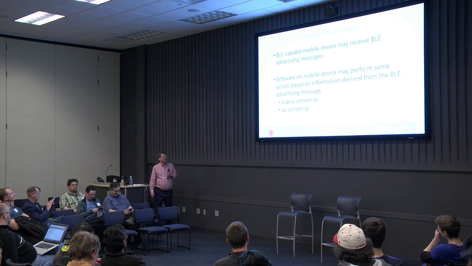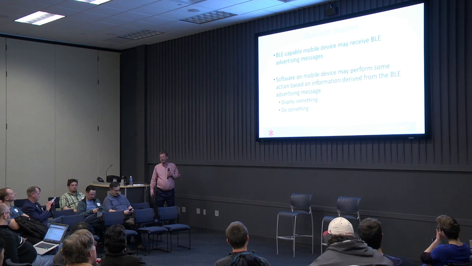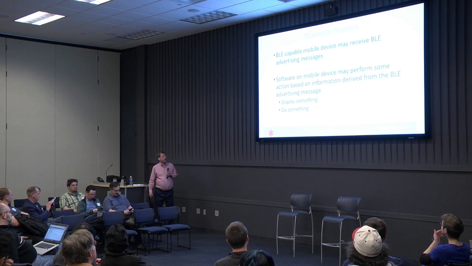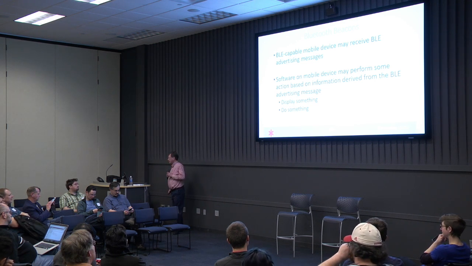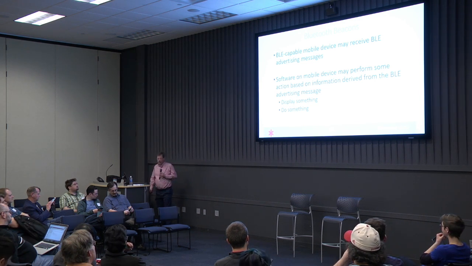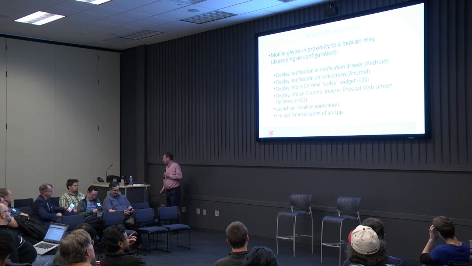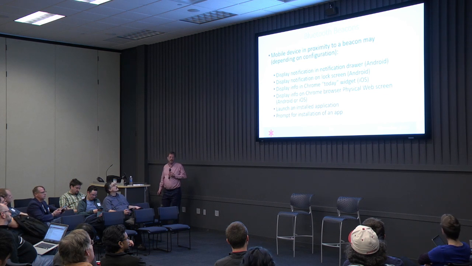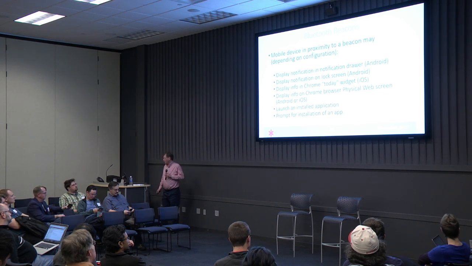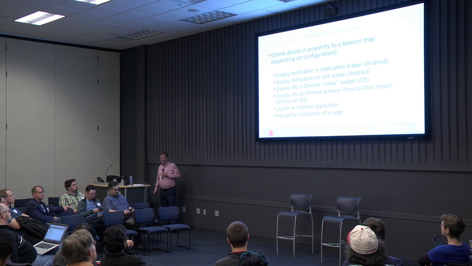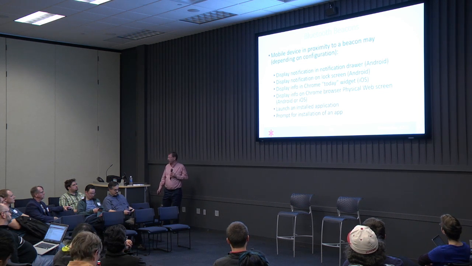Another component here is that you have a mobile device, meaning a smartphone, that is capable of receiving BLE messages, Bluetooth low energy messages, and the mobile device does something. That something may be that it displays a notification in the notification drawer. It may display a notification on the lock screen, at least for Android, like you saw in that early picture.